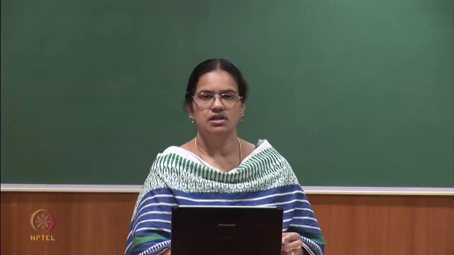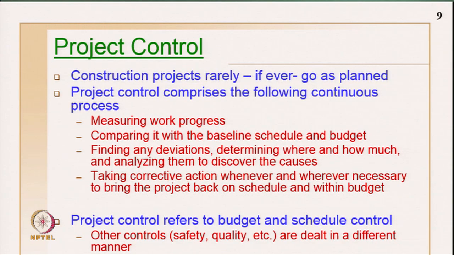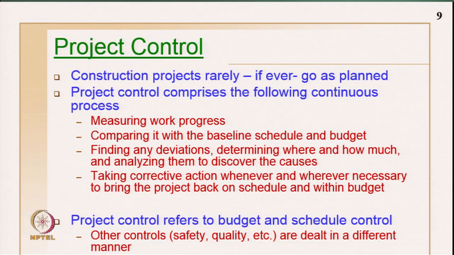So, project control is a continuous process which has several steps, and the first step is measuring the work progress. Primarily, if I am working on an activity which has a duration of 10 days, on the 5th day you want to know how much of the work has progressed, how much is supposed to be executed, how much has really been executed on the ground, and what the reason is, the root cause for the delay or accelerated work, etc. So, that measurement has to be done first, and then it has to be compared with the baseline schedule or budget if you want both, and then find any deviations.